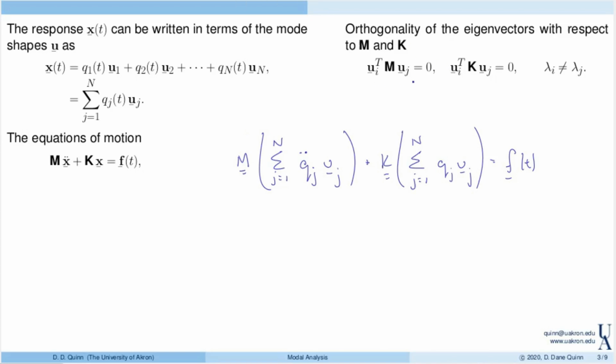But we'll now make use of this orthogonality of the mode shapes. So I will take this whole equation and pre-multiply by u_i transpose. When I do that, this gets distributed into the equation of motion, and this simplifies to the sum from j equals 1 to n. And now we have u_i transpose times M times u_j q_j double dot. Well, this we've seen before.